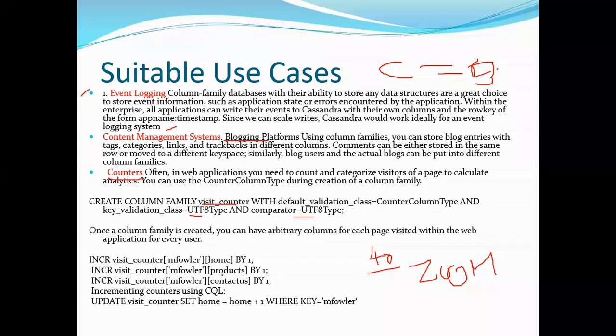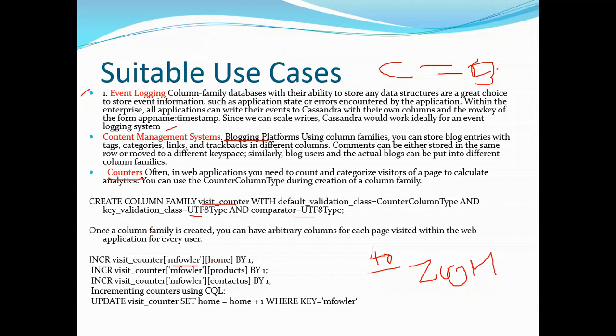Increment visit counter by 1. That may be the home page, that may be the products page, that may be the contact us page. If you want to increment counters using SQL, we write update visit counter set home equals home plus 1, where K is M flower. So M flower is the key row. We discussed the key row and column family.